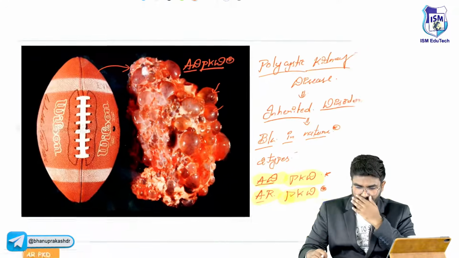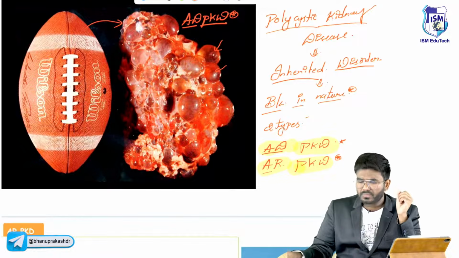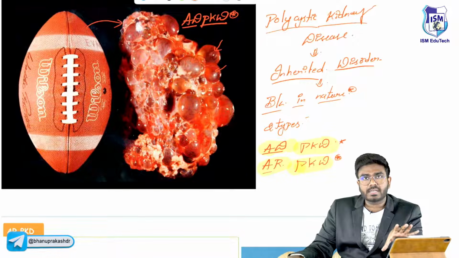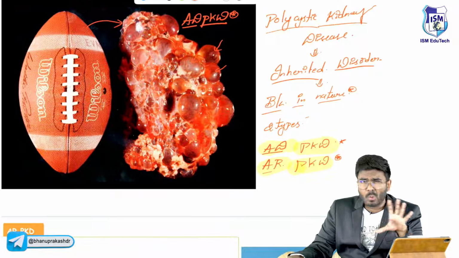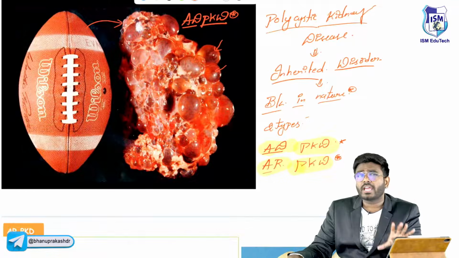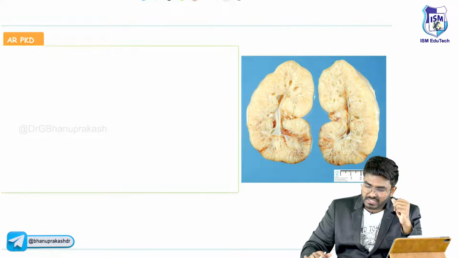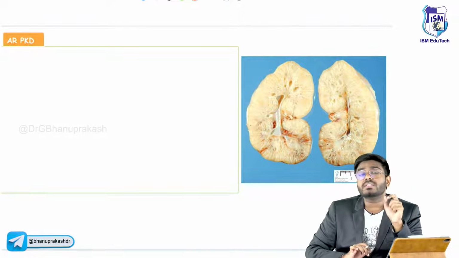Okay, that we will discuss one by one. So, important points: polycystic kidney disease is an inherited disorder, bilateral in nature. Both the kidneys are going to be affected. It's of two types: ADPKD as well as ARPKD. Now, first let's discuss ARPKD, autosomal recessive polycystic kidney disease.